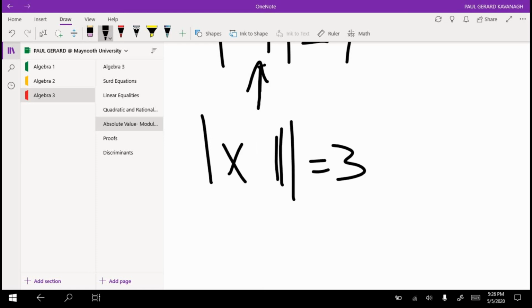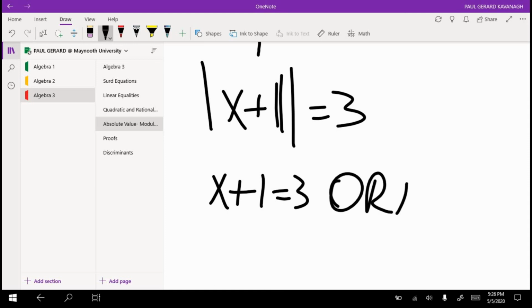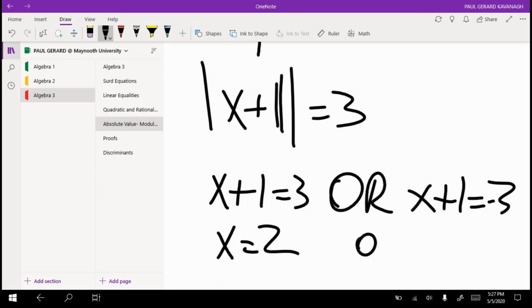So in this case, you're going to have two different answers. The inside could equal minus 3, or the inside could equal plus 3. So we're just going to write x plus 1 is equal to 3, or x plus 1 is equal to minus 3. And now you just take one away from both sides of each one. So you're going to have x is equal to 2, or x is equal to minus 4.